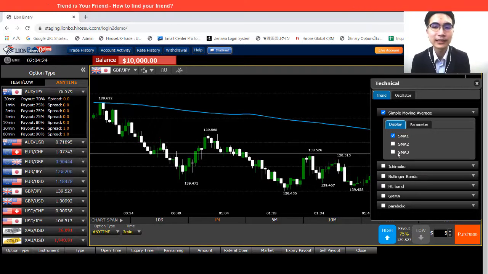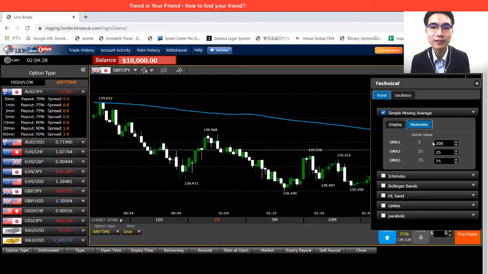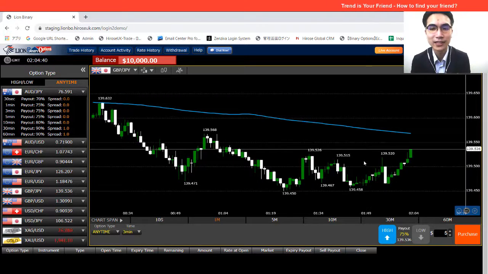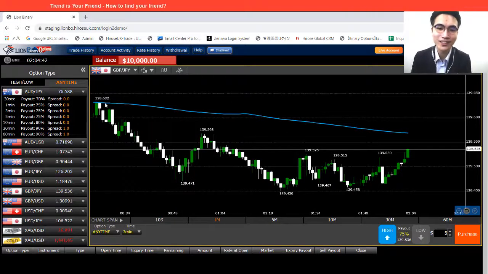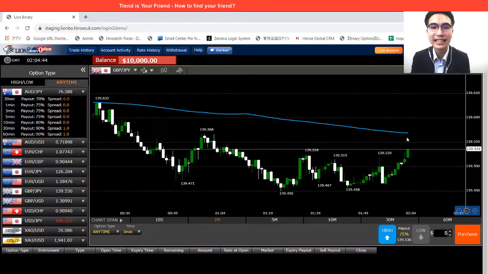Okay, so after we deselect those two, we will go to the parameter. Just click on parameter. For SMA1, as I mentioned just now, we are using a 200 period moving average. So for SMA1, we will set it to 200. After we get that done, we are all good. This 200 period moving average is set on your chart, so you can use it to identify a trend direction easily.